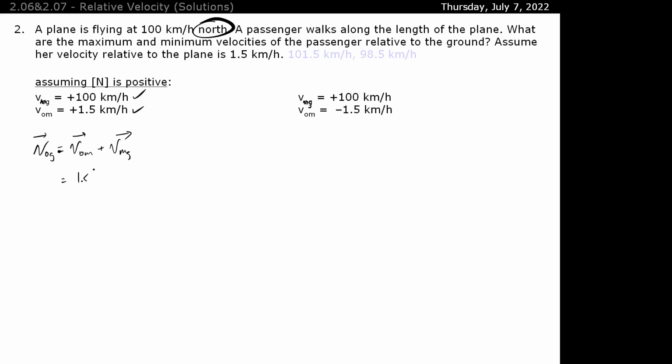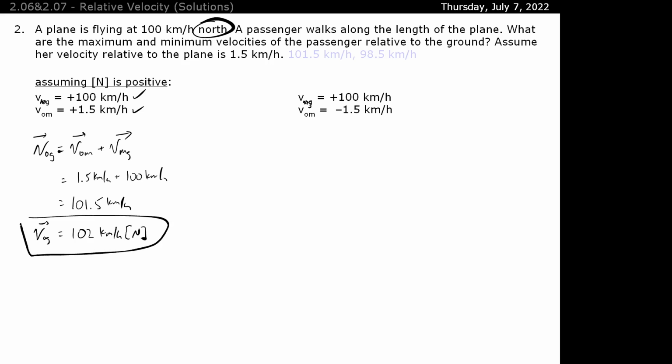So 1.5 kilometers per hour plus 100 kilometers per hour will give you 101.5 kilometers per hour. As we're adding, we should look at the measurement that's least precise. So this one's assumed to be measured to the nearest whole, so we should also round to the nearest whole as well. 102 kilometers per hour, and this is towards the north as a vector.